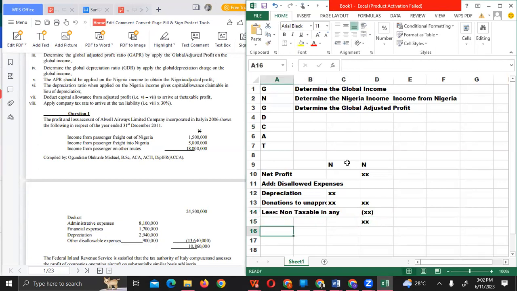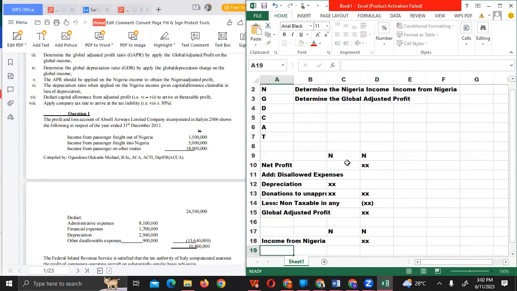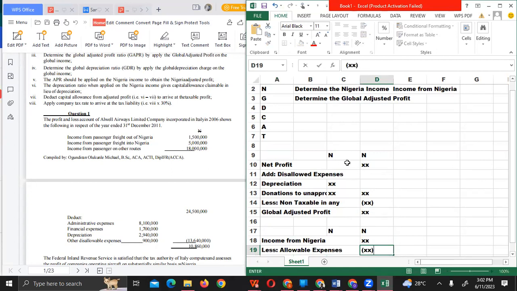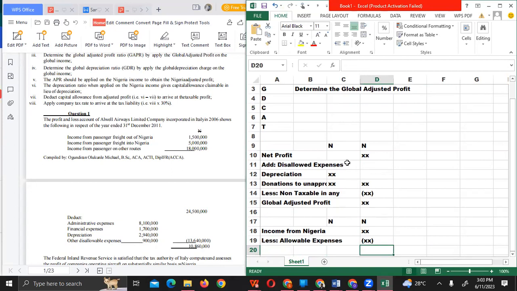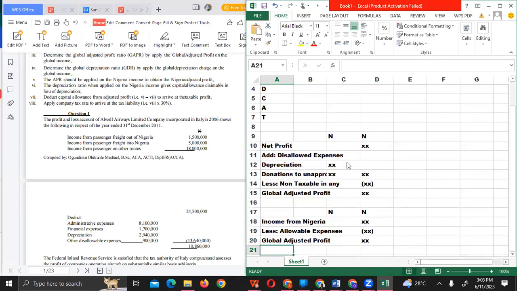Then here you have your global adjusted profit. Alternatively, you could also do this: income from Nigeria less variable expenses, that gives you global. All right, any questions so far?